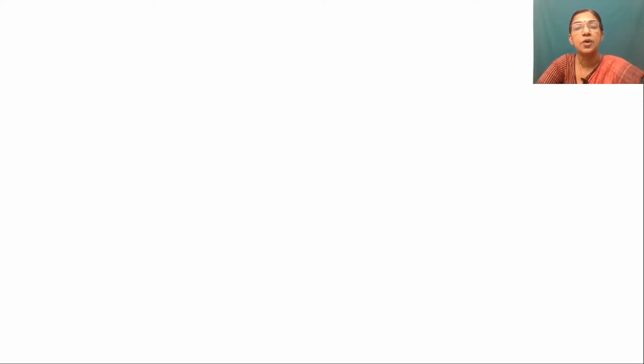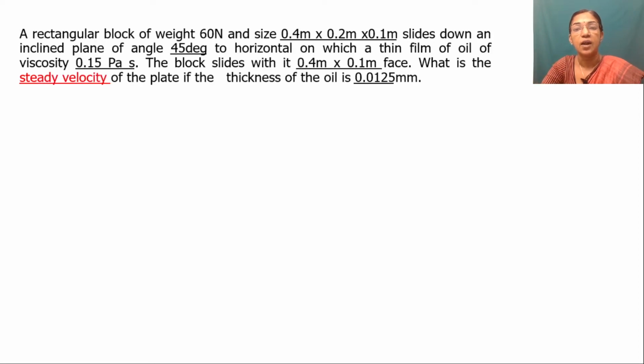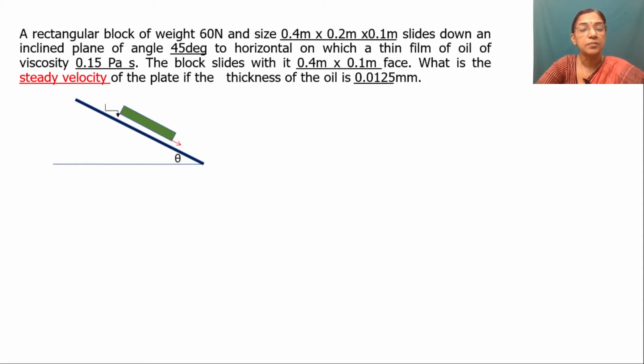This problem is related to the movement of a body over a sloping plane. Here you can see a sloping plane which makes an angle theta with respect to the horizontal, and a body that is moving. The weight of this body acts downward, and the gap is filled with some oil whose viscosity is given as 0.15 Pascal second. The component of the weight acting tangentially over this plane causes the motion. Here we are going to find the velocity of this block.